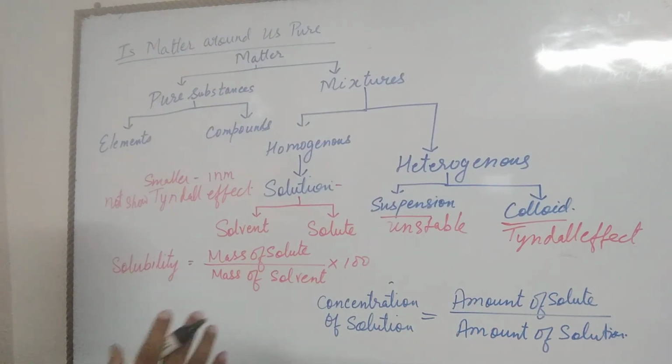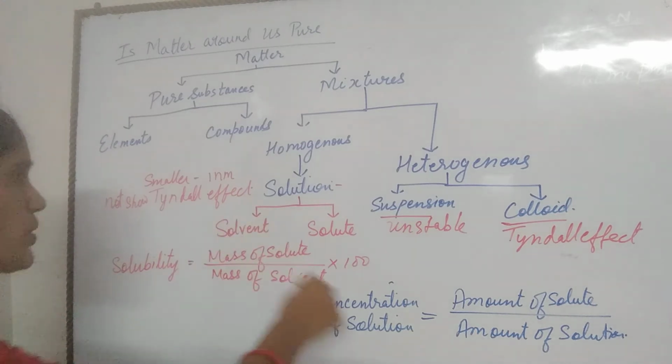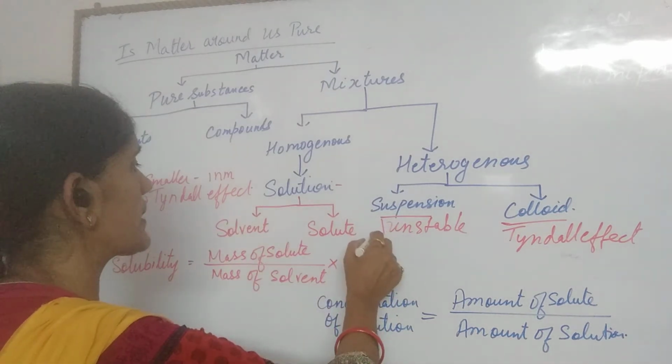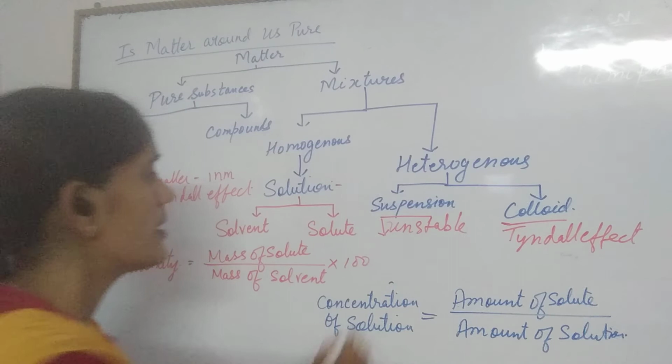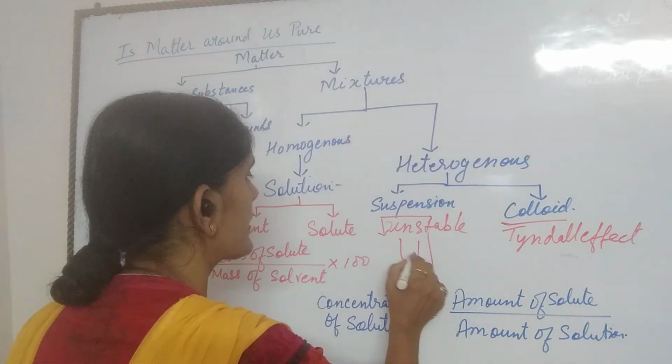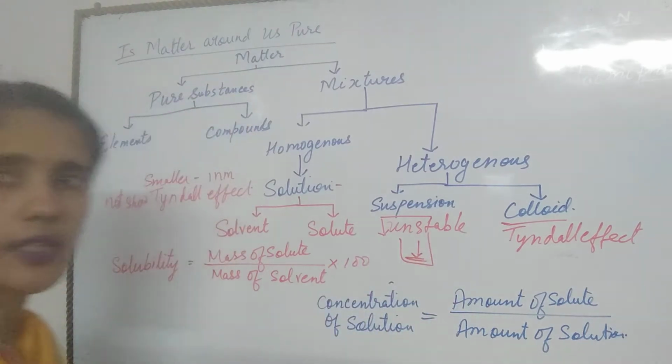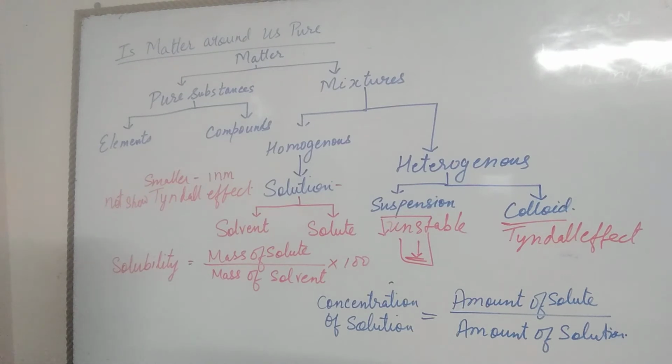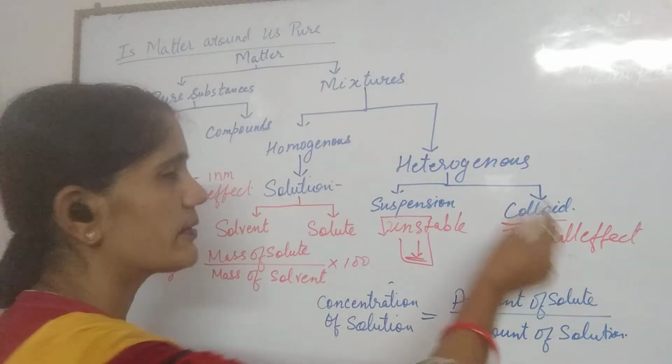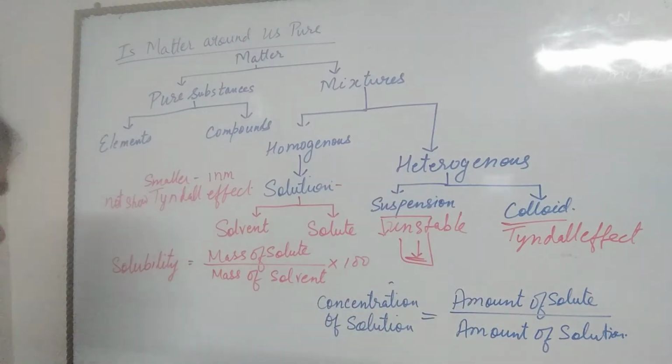See, what happened? Suspension is heterogeneous and it is unstable. That I have told you, it is unstable because particles get settled down at the bottom after keeping for some time. While colloid remains as it is, it does not get settled down. So we can say that it is stable.